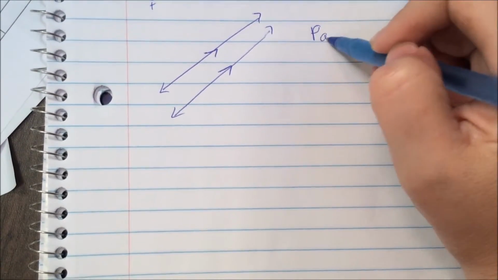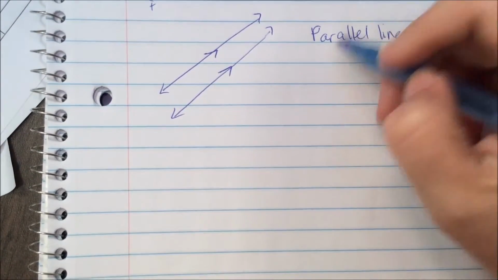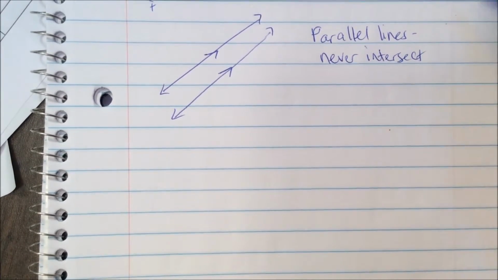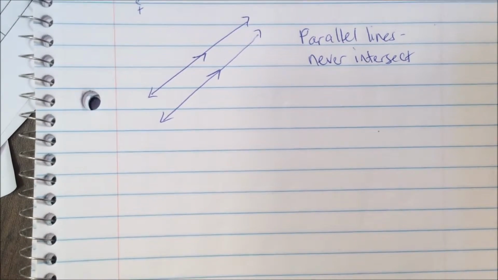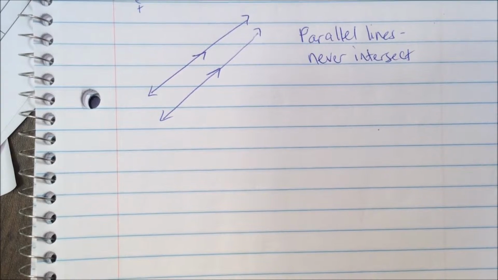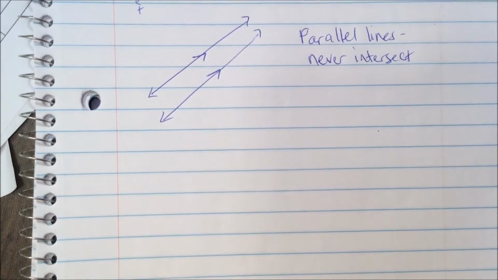Parallel lines would never intersect. And they're in the same plane though, but they never ever intersect. And in real life, the best example of parallel lines would be railroad tracks. They're the same distance apart, no matter at every point of the way.